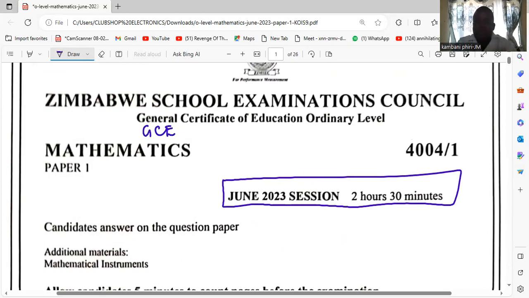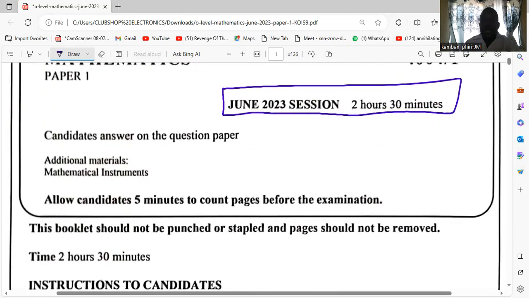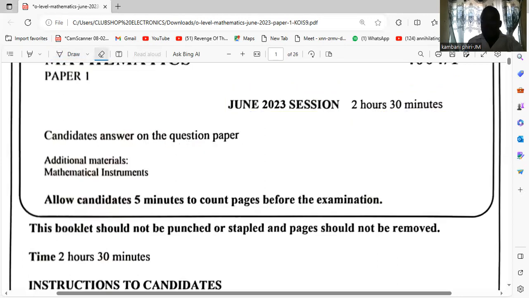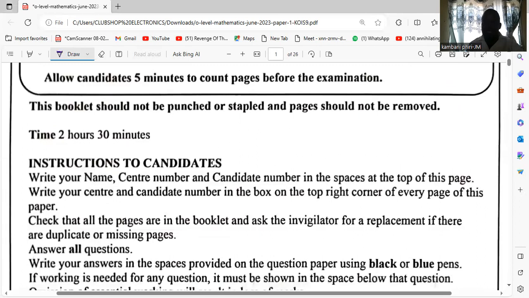Now you must know that you're supposed to write this exam in 2 hours, 30 minutes. And also that you, as a candidate, must answer on the question paper. So the question paper is your answer sheet, right? Question paper is your answer sheet.